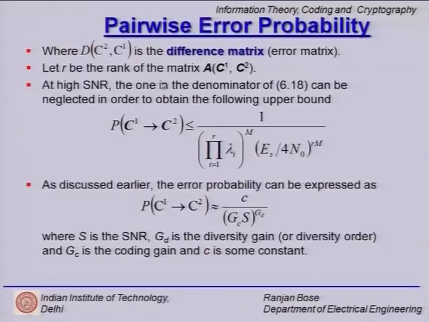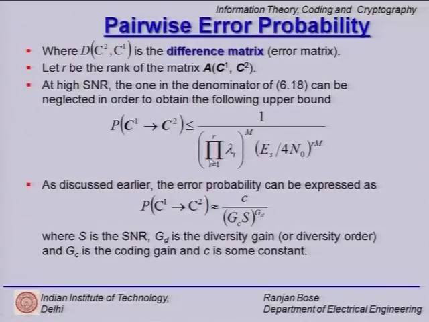Now, let us talk about the rank of the matrix A. At high SNR, we can neglect the 1 in the denominator of the previous equation, and so the pairwise error probability is upper bounded by 1 over the product of these eigenvalues, raised to the power M, times this term, which is the indicator for SNR. Es is energy per symbol and N0 is the noise power, raised to rM. M is the number of receive antennas, and small r is the rank of this matrix A.